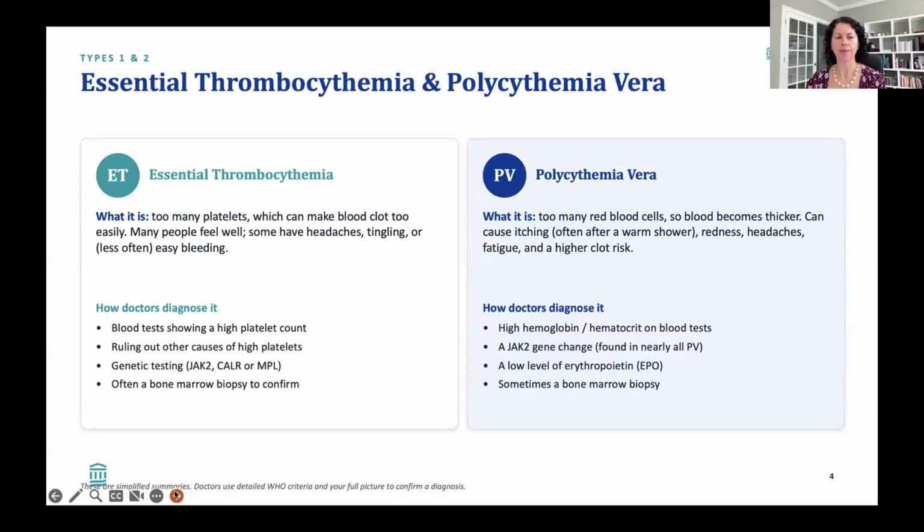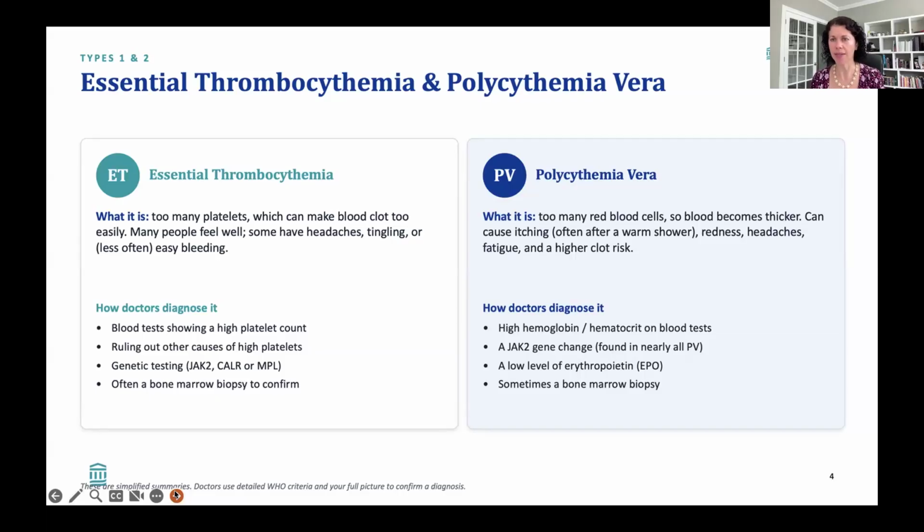So we have ET and PV. They each have different criteria for diagnosing it. And so in medicine, like in life, we like to organize things, understand how they originate, and keep ourselves organized so that we know how to think about the approach to each patient. And so we have criteria that basically say, if you see the following, then you meet the criteria for this diagnosis. But if you don't see these things, then maybe it's this other diagnosis. And that's true for the MPNs as well.